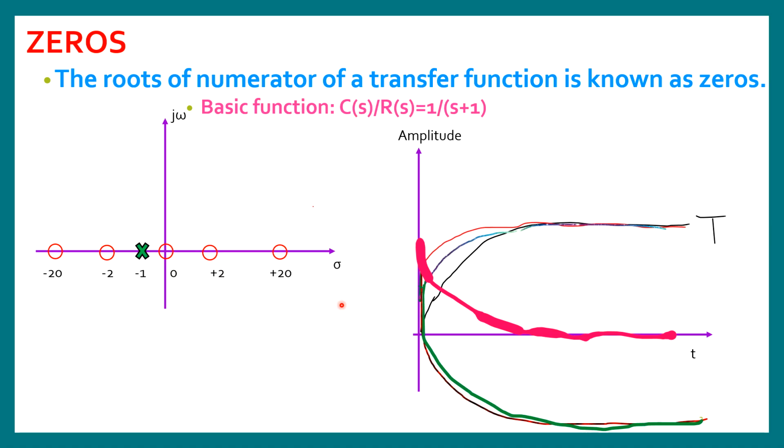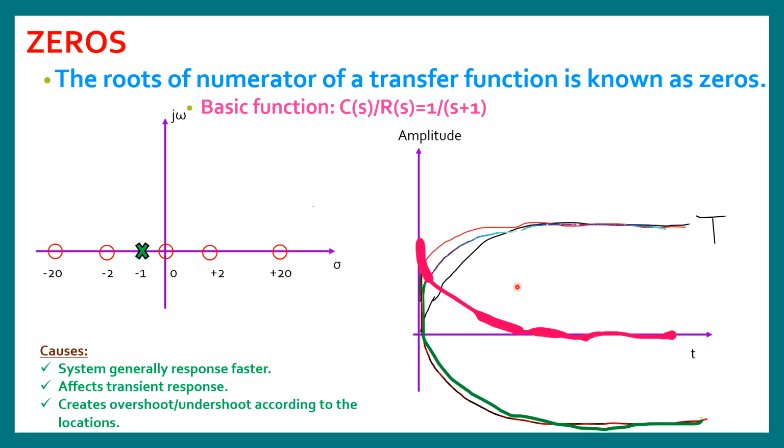So what is the conclusion? I am going to verify the same concept with numerical examples and with a MATLAB program. We will try to verify the concepts now. What is the final conclusion about the present slide? The zero increases the speed of response and reduces the rise time. It affects only the transient response and it creates an undershoot or overshoot.